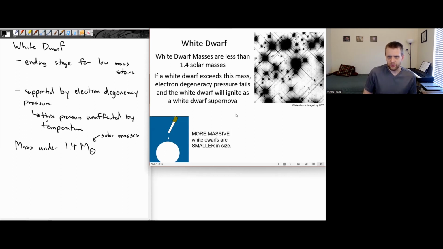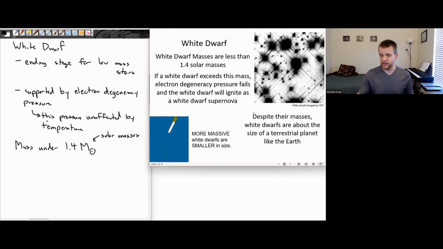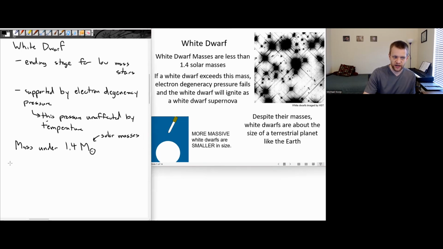One of the weird things about these white dwarfs is that the more massive they are, the smaller they are in size. These are all typically around the size of the Earth. So even though they can be up to 1.4 times the mass of our sun, their size is approximately the size of the Earth.